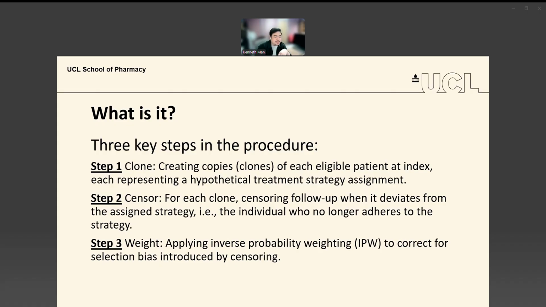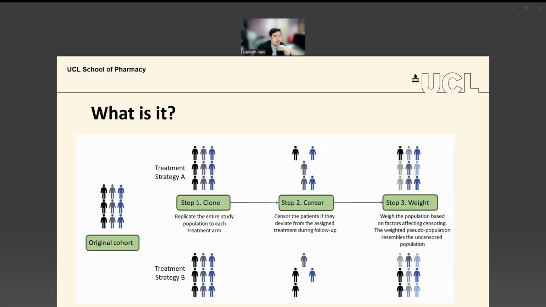What are the steps of the clone-censor-weight approach? That's the very basic setting. Clone-censor-weight basically just includes these three main steps. How does that look graphically?